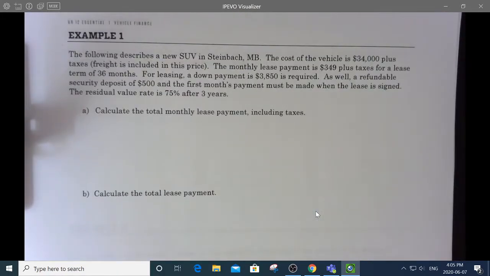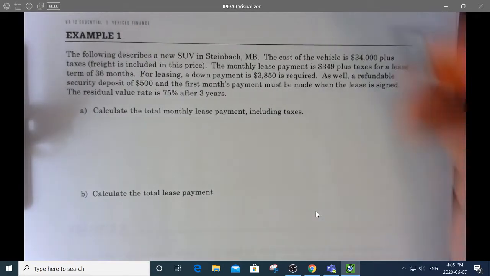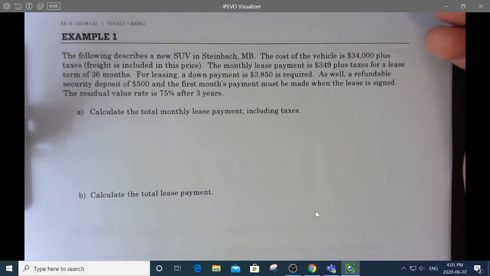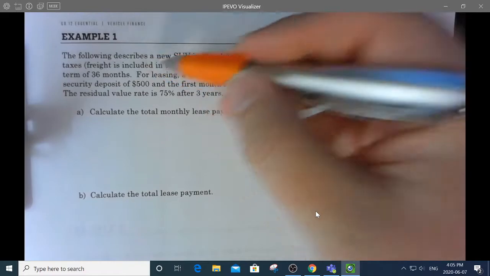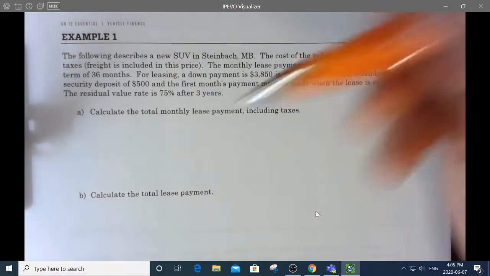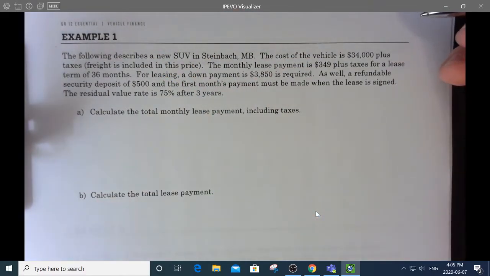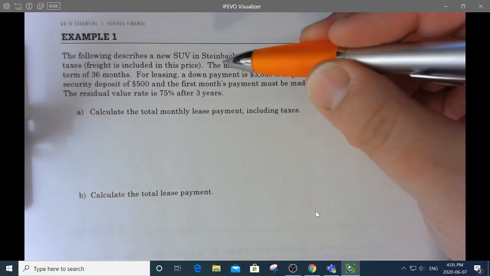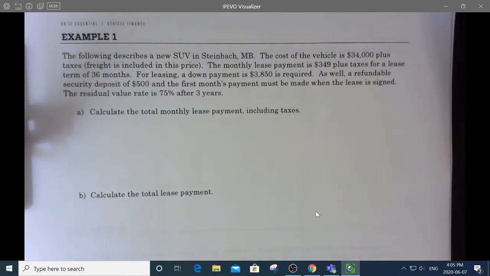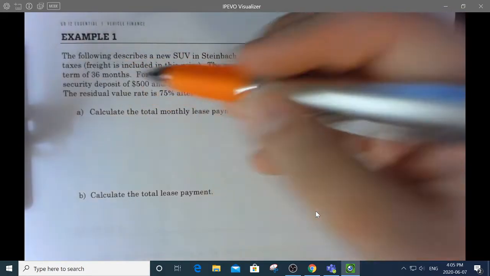Let's get to some calculations, shall we? All right, so the first one is, the following describes a new SUV in Steinbach, Manitoba. The cost of the vehicle is $34,000 plus taxes, and they're including freight in the price. If you're not sure what that means, go back to the previous lessons. We talked about freight and closing costs and stuff. The monthly lease payment is $349 plus taxes for a lease term of 36 months. So you pay it once a month for 3 years. That would be 36 months.